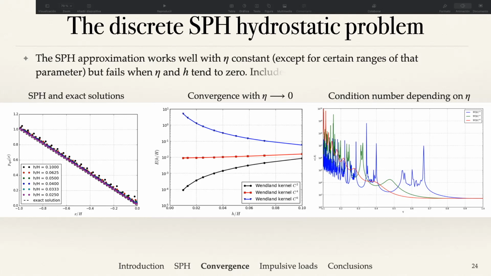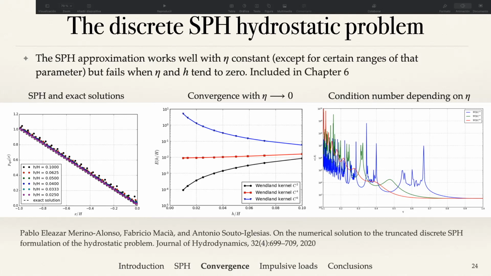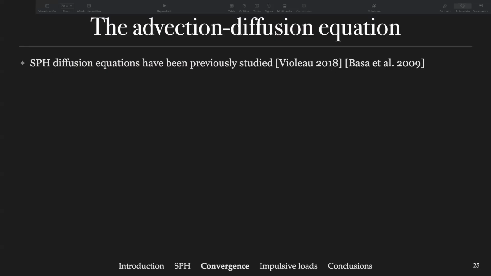Now, all this work is included in chapter 6 of the thesis and was also published in the following article in the Journal of Hydrodynamics. So with this, I will start with the main part of the thesis, which concerns the advection-diffusion equation.